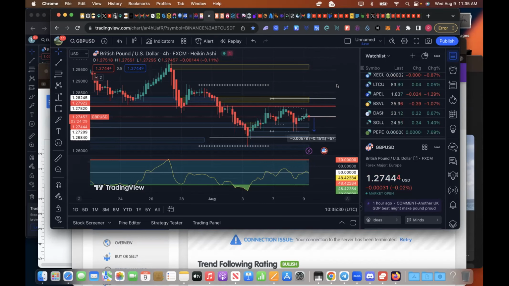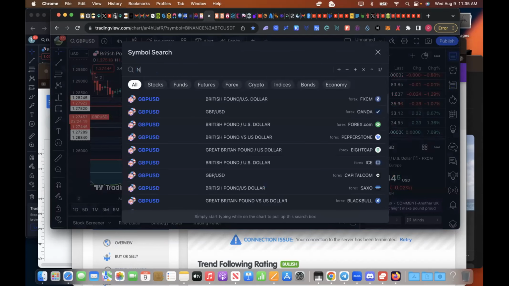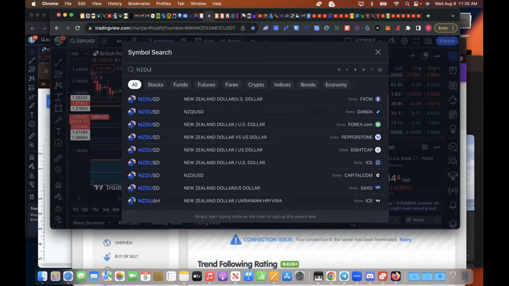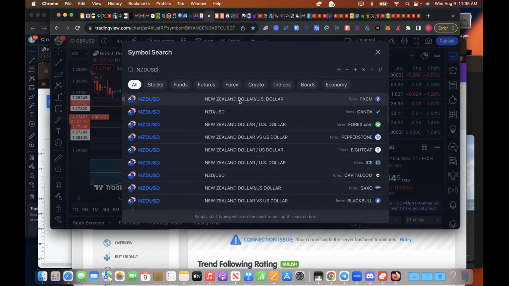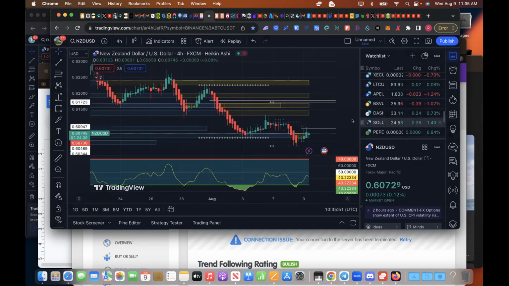Euro NZD, NZD USD, NZD USD. I want the market at the region. This one should be selling.